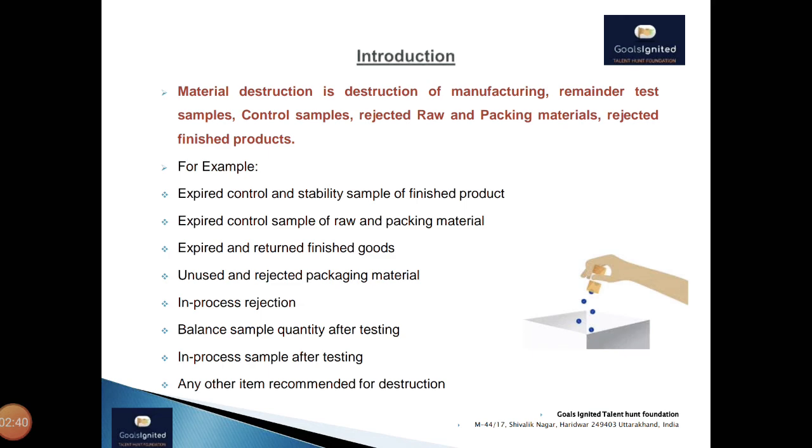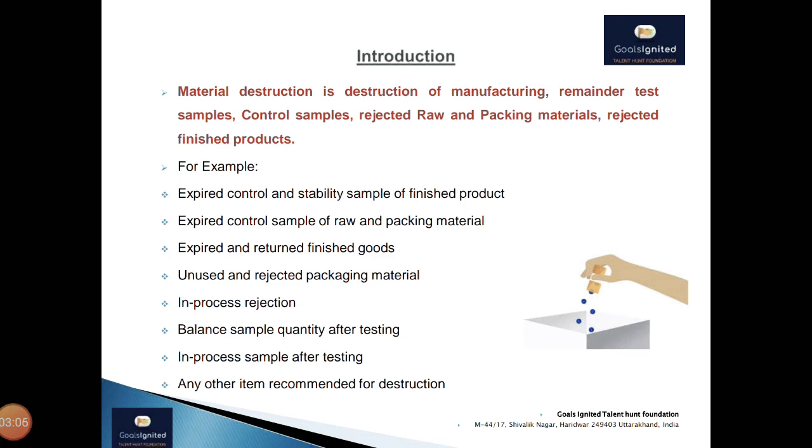For example, the expired control and stability samples of the finished good, expired control samples of the raw and packing material, expired and returned finished goods, unused and rejected packaging material, in-process rejections, balance sample quantity after testing, in-process samples after testing, or any other item recommended for destruction requires a proper destruction of the material and the medicine.